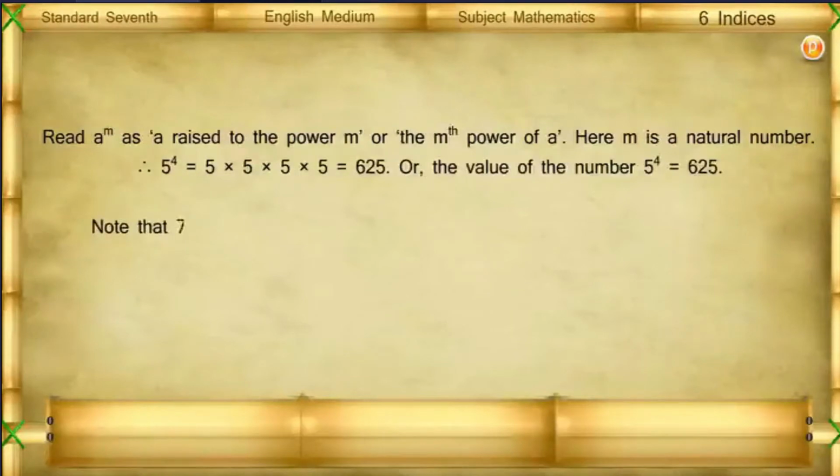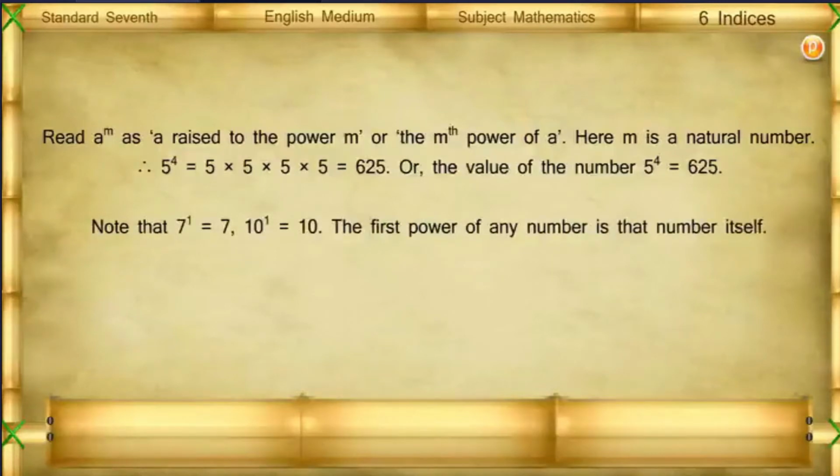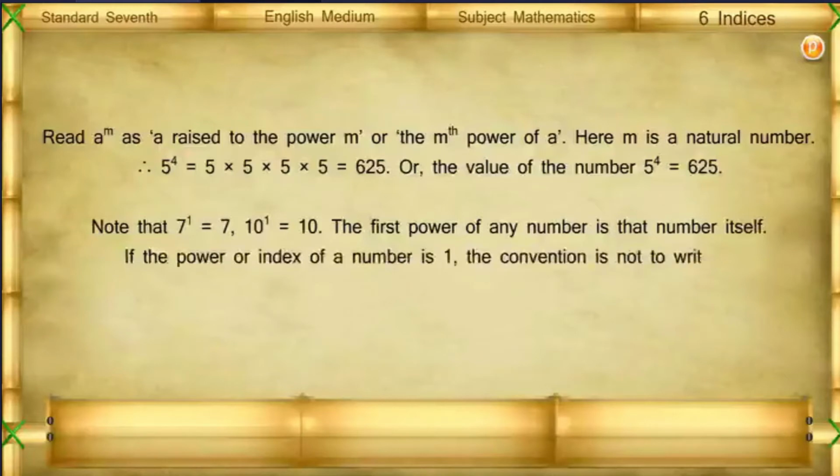Note that 7 raised to 1 is equal to 7. 10 raised to 1 is equal to 10. The first power of any number is that number itself. If the power or index of a number is 1, the convention is not to write it. Thus, 5 raised to 1 is equal to 5. a raised to 1 is equal to a.